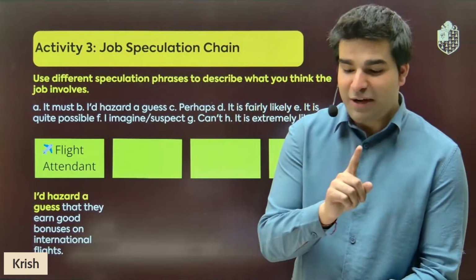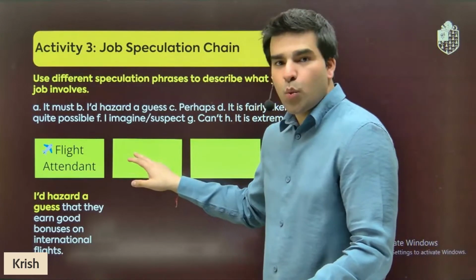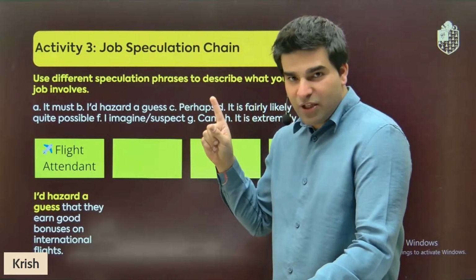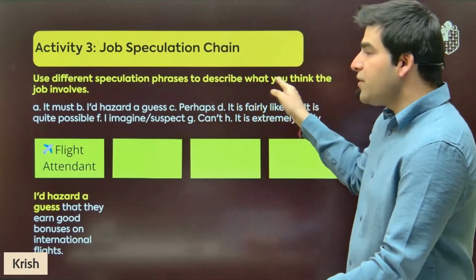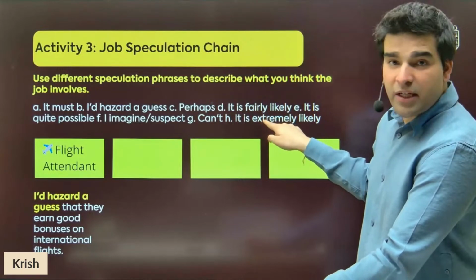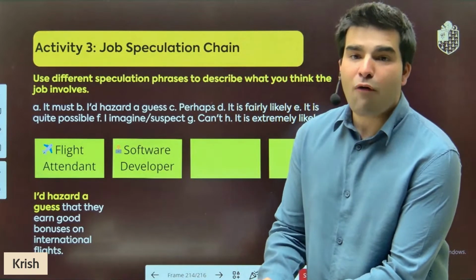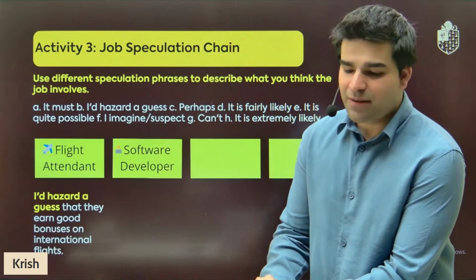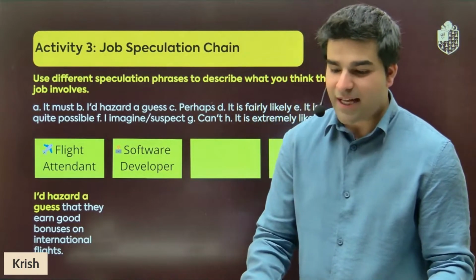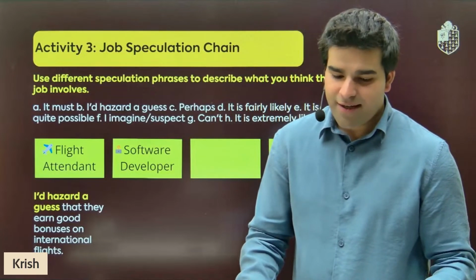Now, the next one you have to do yourself. Ready? Perfect. So here we go. The next one is: describe the job. What do you think that job involves, using a speculation phrase? Speculation phrases are written here for you. A software developer. Come on, I want to read a few sentences. Don't use ChatGPT. I want you to write your own. All right?